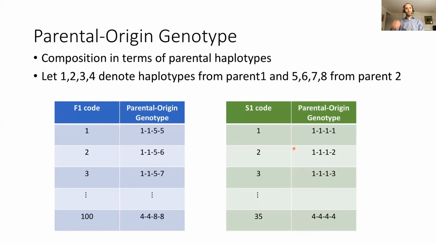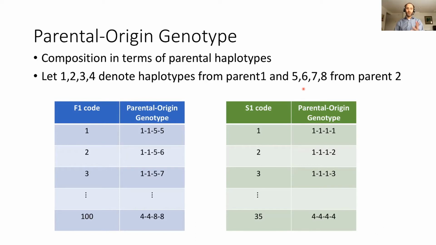So for an F1 biparental population in the tetraploid, there are 100 possible parental origin genotypes, or different ways of composing an offspring in terms of the parental haplotypes. The codes go from 1 to 100, and on the right side of the table, you can see what that means in terms of the parental haplotype. So code 1 means that the individual has 2 doses of haplotype 1 from parent 1, and 2 doses of haplotype 5 from parent 2.